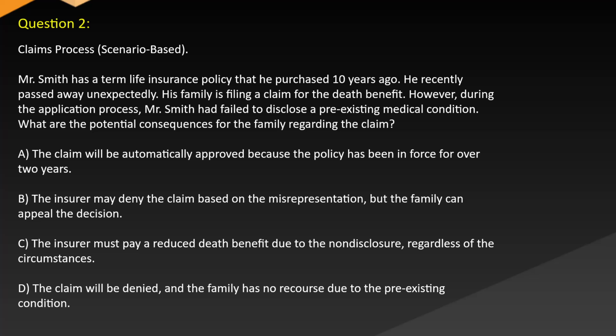A. The claim will be automatically approved because the policy has been in force for over 2 years. B. The insurer may deny the claim based on the misrepresentation, but the family can appeal the decision. C. The insurer must pay a reduced death benefit due to the non-disclosure regardless of the circumstances. D. The claim will be denied and the family has no recourse due to the pre-existing condition.